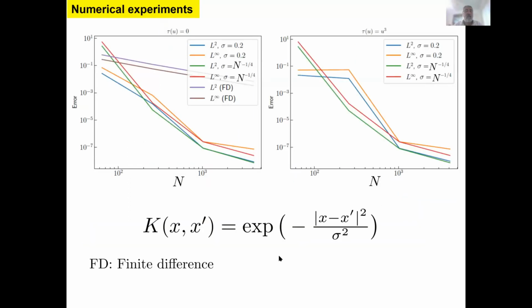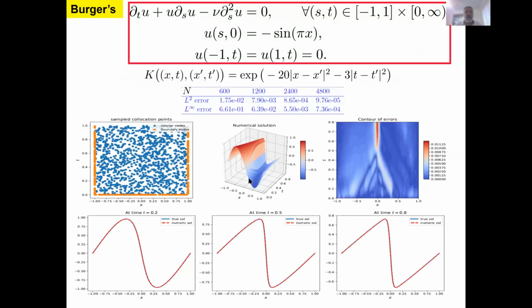Okay, so the following numerical experiments compare the convergence of the finite difference method with the convergence of the proposed method using a Gaussian kernel. So you get convergence to machine precision. Now, as mentioned before, this method and its convergence theorem are generalized to arbitrary nonlinear PDEs.